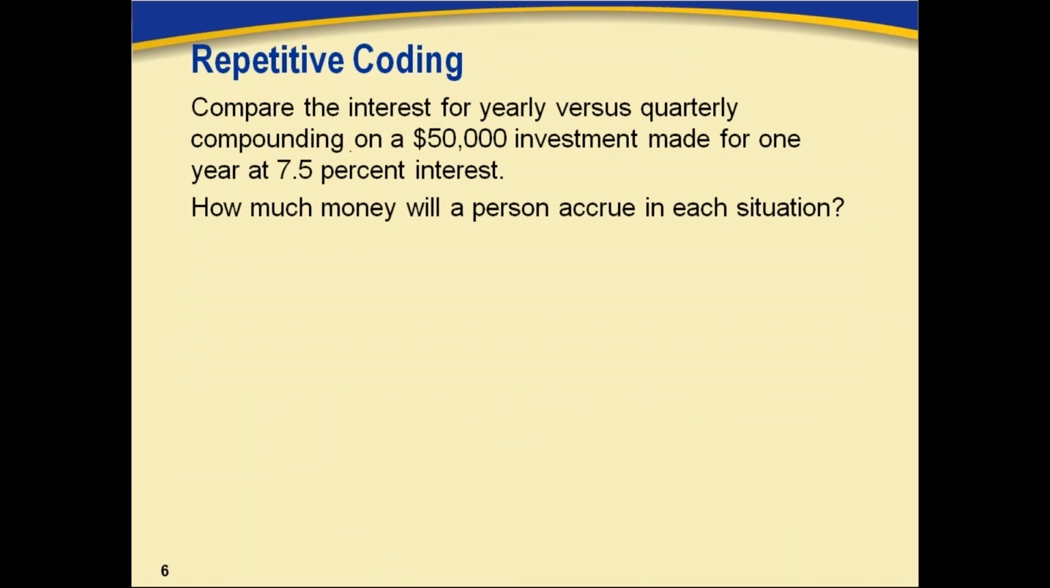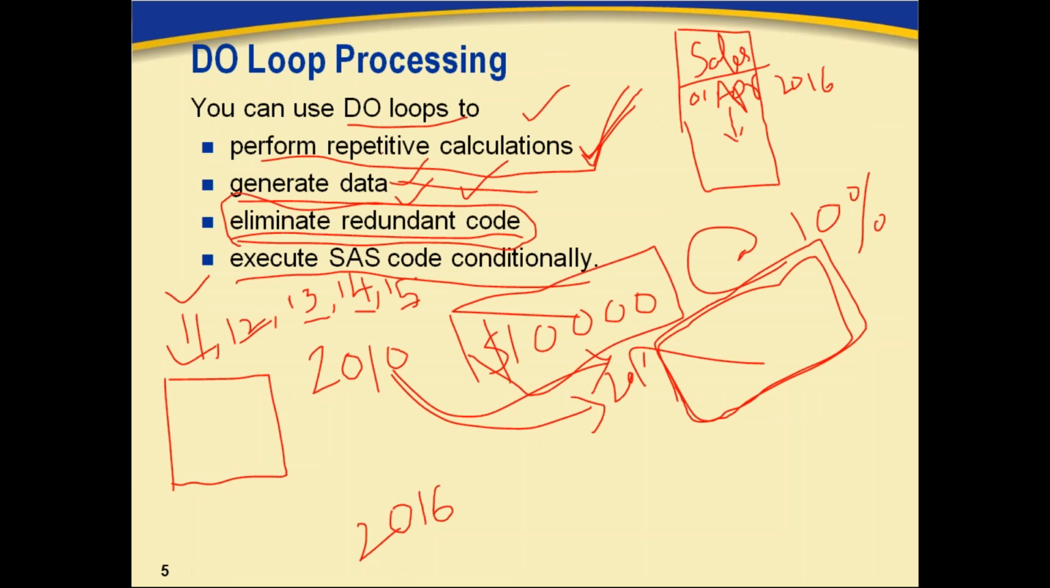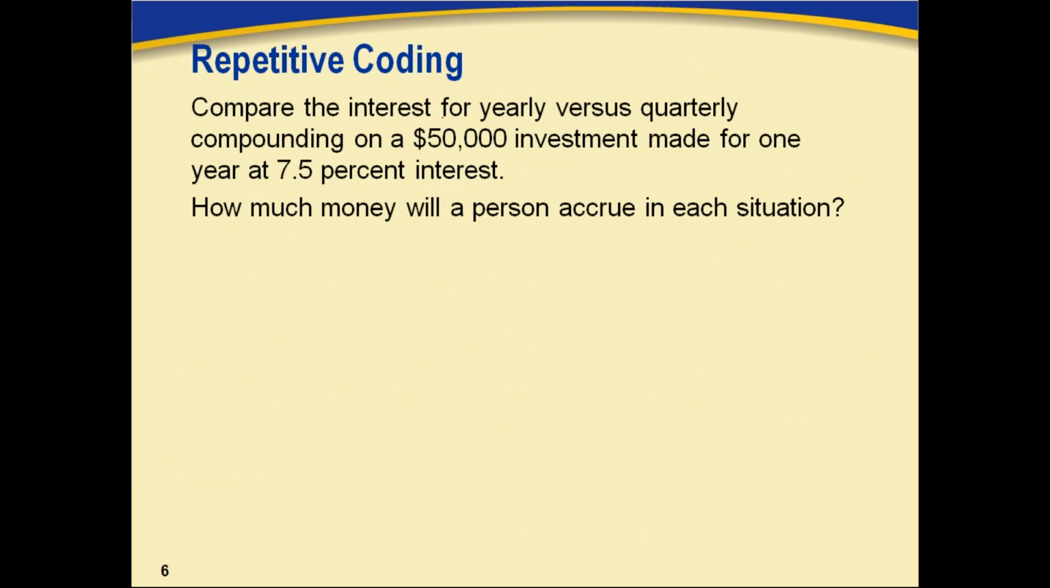Let's see this example. The first one is repetitive calculations. Do loops are used to perform repetitive calculations. So let's say this is the question: compare the interest for yearly versus quarterly compounding on a $50,000 investment made for 1 year at 7.5% interest.